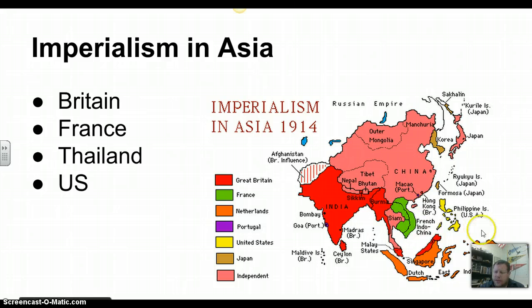You see the U.S. over here ruling the Philippines, and down here is the Dutch East Indies, being ruled by the Netherlands. And so all these things play a big role in terms of colonialism in Asia at the time. I want to show you two examples here, to show you how some of this worked out.